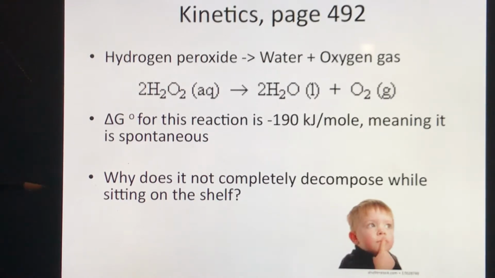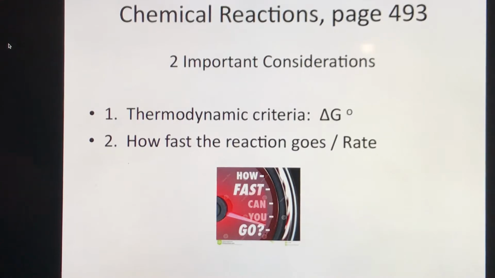So the question for many generations has been, why does it not completely decompose while sitting on the shelf? In other words, why wouldn't this reaction just continually decompose so that in a short period of time it's gone? Some of the considerations when we answer that are, first of all, that we've already considered what the delta G would be, the thermodynamic criteria. It would fit that criteria to happen at room temperature. However, the second consideration is how fast the reaction goes, the rate of the reaction. So perhaps if the reaction is so very slow that it happens over years, then you're still likely to find hydrogen peroxide in the container even after a long time.